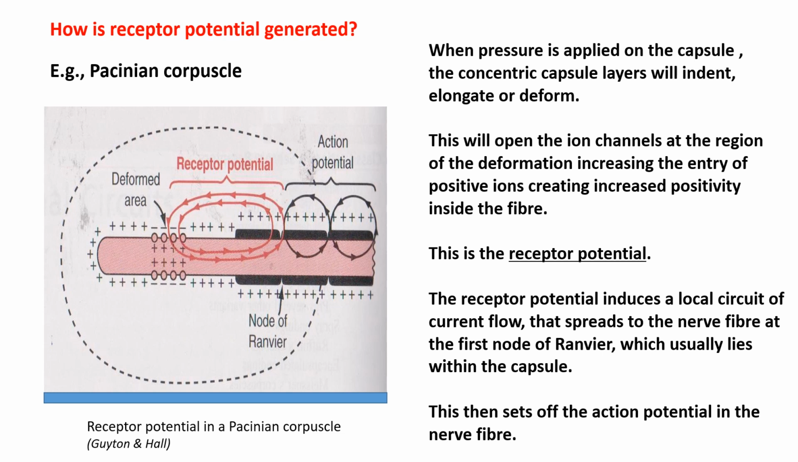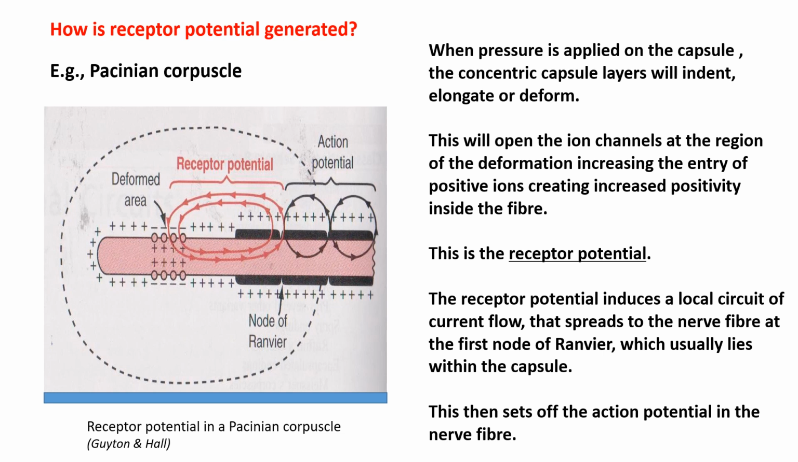So this is how the receptor potential is generated. If you are asked to explain how the receptor potential is generated, you could use the Pacinian corpuscle as an example. All right? And what happens here, if I may repeat: when the pressure is applied, that changes the membrane permeability. The deformation that occurs when the pressure is applied changes the membrane permeability. The ion channels open, there is entry of sodium, or positive ions, into the corpuscle. And this, of course, will change the potential of the receptor. So it depolarizes.